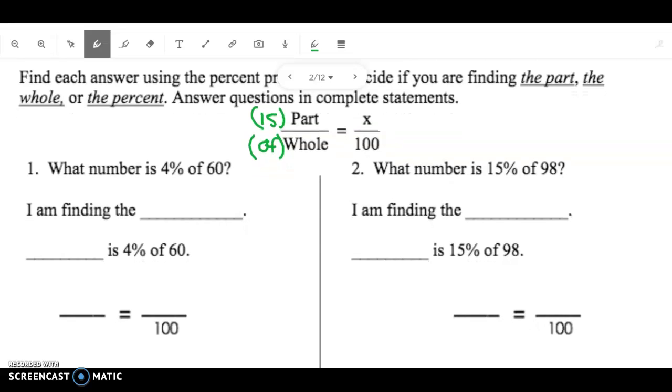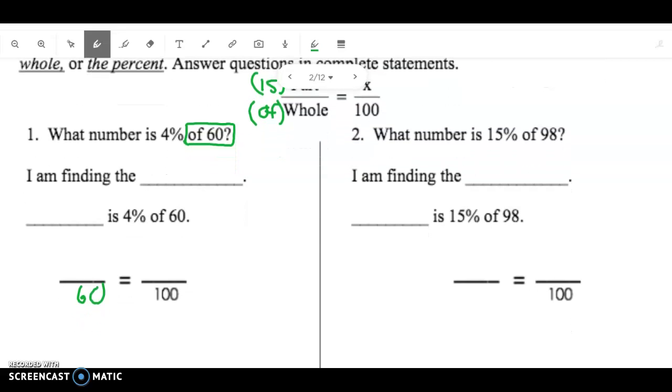For example, what number is 4% of 60? Well, there's our "of," so that's going to be the whole, so you're going to put it down here at the bottom. And then "what number is?" That's what we're missing. We don't have that. And percent's easy to find because it has the percent sign. Okay, 4%. So we've got percent, we've got the whole, and we're missing the part. So I am finding the part.